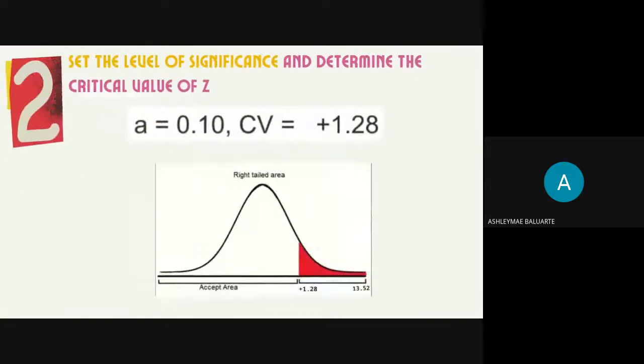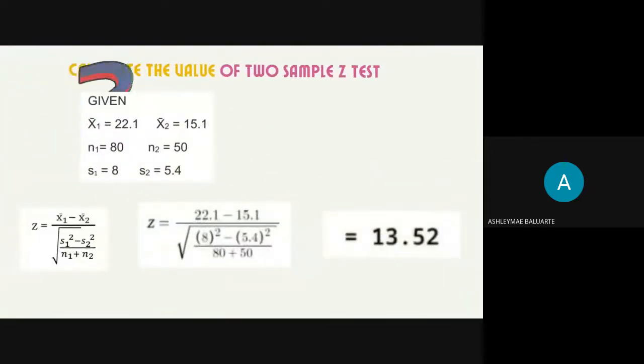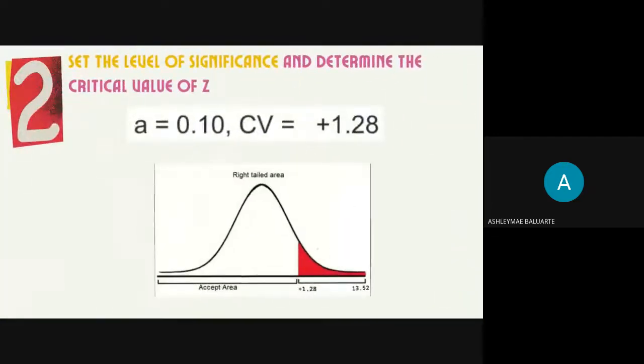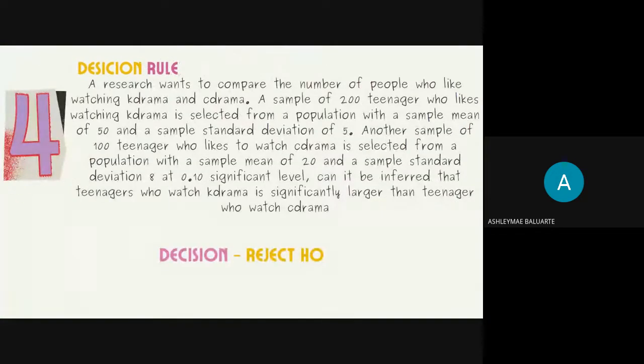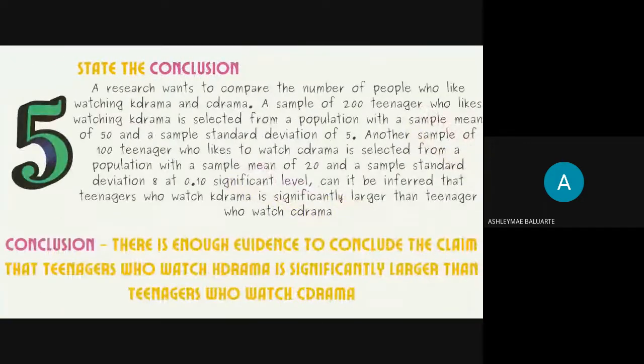So dahil nga nakuha natin is 13.52, ito ay babagsak sa ating rejection region na reject kasi lumagpas na siya sa positive 1.28. So ang magiging decision natin is to reject the H0. So, dahil na-reject natin ang H0, we can say that there is enough evidence to conclude the claim that teenagers who watch K-drama is significantly larger than teenagers who watch C-drama.